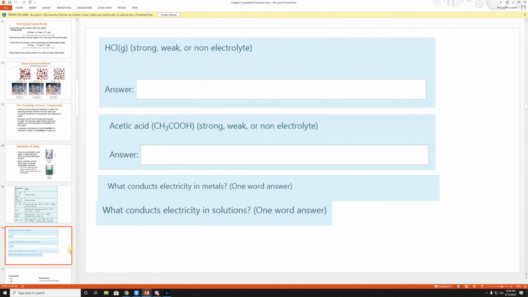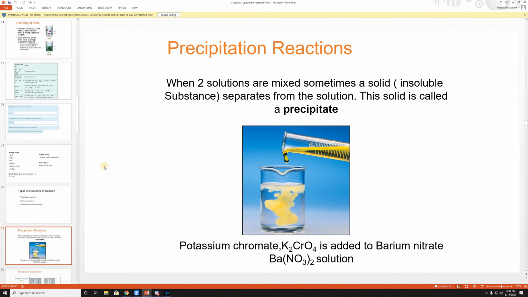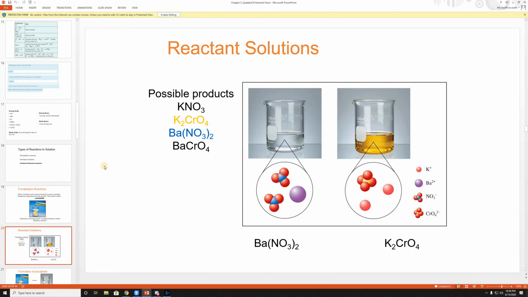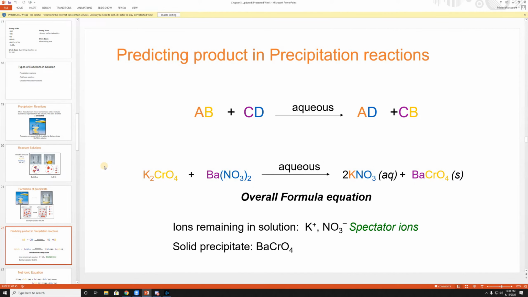So that leads us into strong acids and weak acids and strong bases, all this stuff. Remember, HCl, HBr, HI, HNO3, and HClO4, H2SO4. It's a very good acronym to understand, and you can memorize all of your strong acids very easily. Strong bases are group 1A and 2A hydroxides. So those lists are important to know. Precipitation reactions are important to understand, and you will be seeing them on the exam. So it's important to know what they are and how they work.